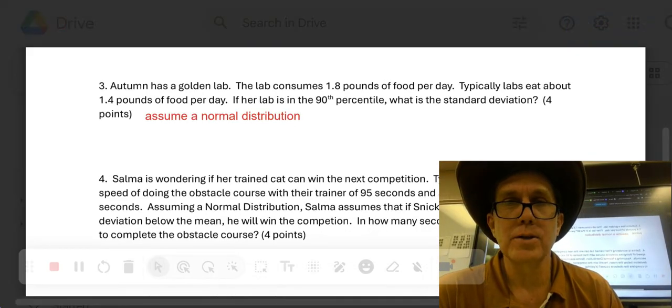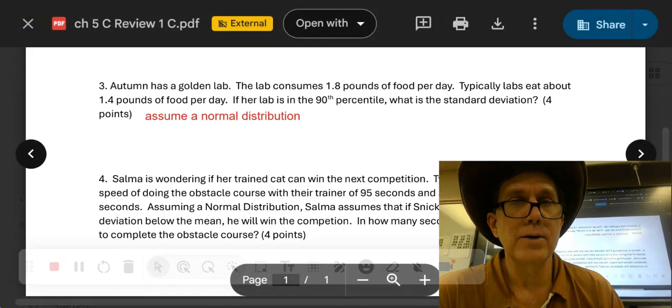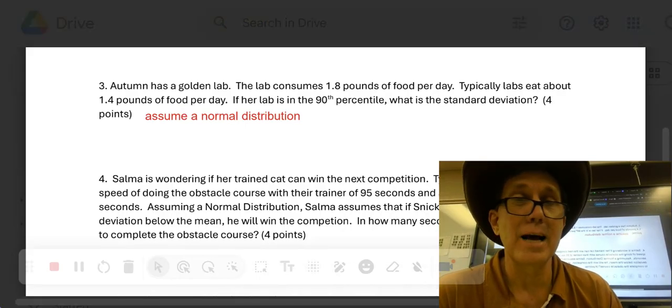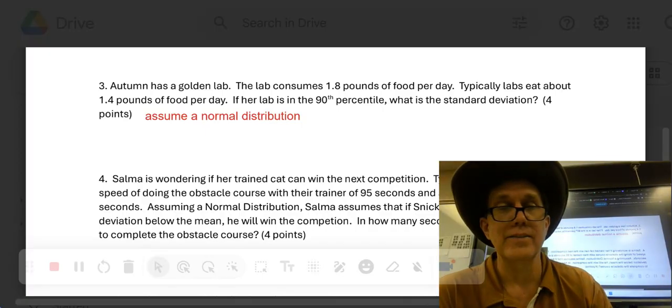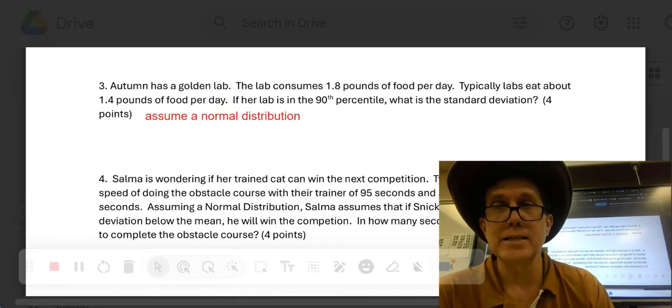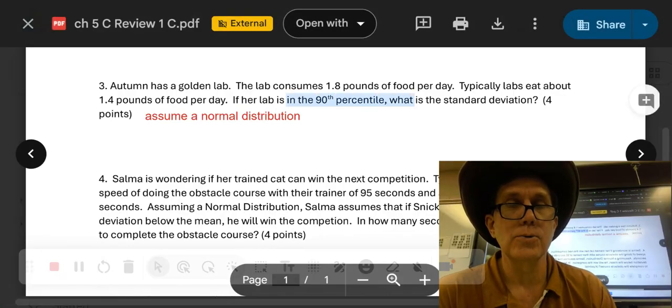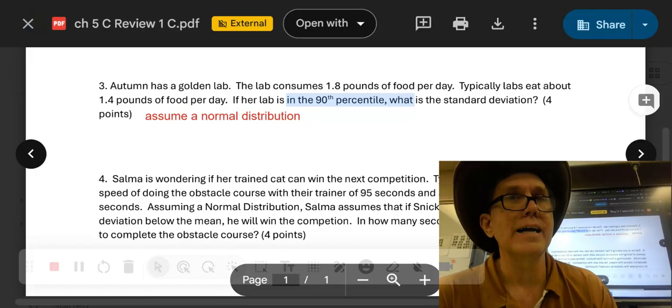Autumn has a golden lab. The lab consumes 1.8 pounds of food per day. Typically, that's the mean. The lab eats 1.4 pounds. If her lab is in the 90th percentile, what is the standard deviation? Okay, so the lab is in the 90th percentile.